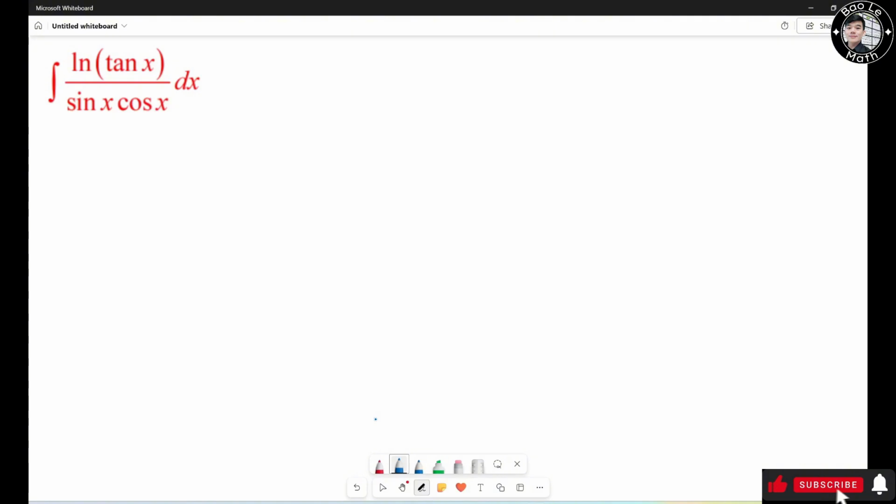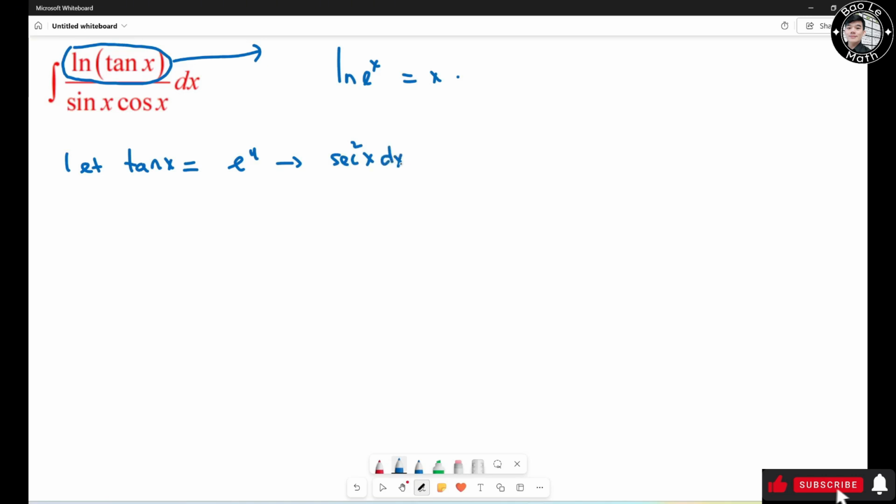We're going to learn how to integrate natural log of tangent s over sine s cos s ds. Alright, so observe that we have natural log of tangent s right here. We're trying to eliminate natural log. So we know that natural log of e to the s equals s, right? So we're gonna let tangent s equal e to the u, right? And then we're gonna take derivative both sides, right? So we have secant square of s ds equals e to the u du, right?